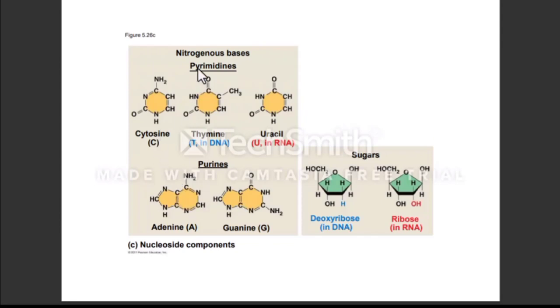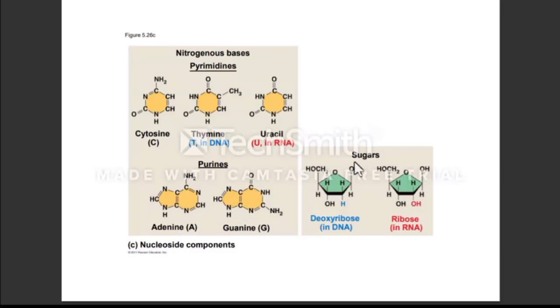So the different pyrimidines we have are cytosine, then we have thymine and uracil. It is very important for you to note that thymine and uracil are not found in every nucleic acid. Thymine is found only in DNA, uracil is found only in RNA. Both of them are pyrimidines, having just a single ring in their structure. Then in purines we mainly have adenine and guanine.